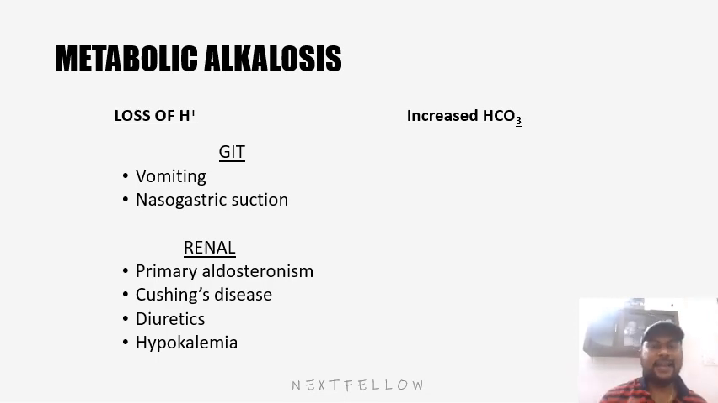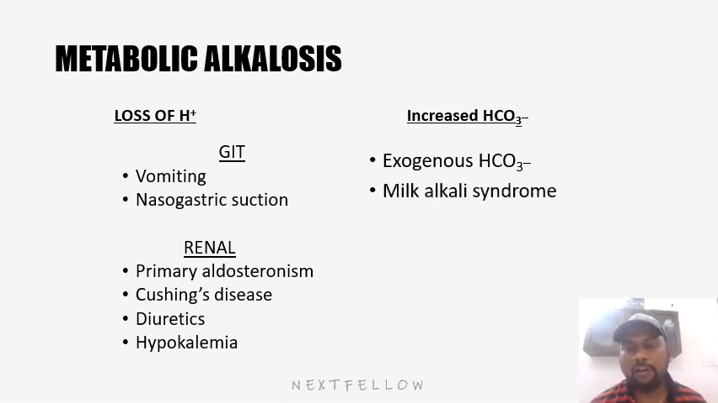On the other hand, alkalosis can also be due to excess bicarbonate level in the blood, which can happen because of exogenous administration of bicarbonate, either intravenously or orally. Also, when you take a lot of antacids, in the form of milk of magnesia or something like Gelusil, Digene, all those things, it can lead to a condition called milk alkali syndrome. So that's it about the causes for metabolic alkalosis.